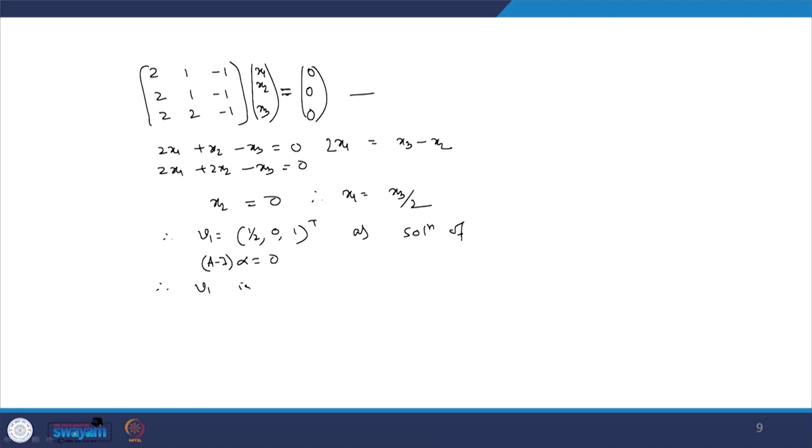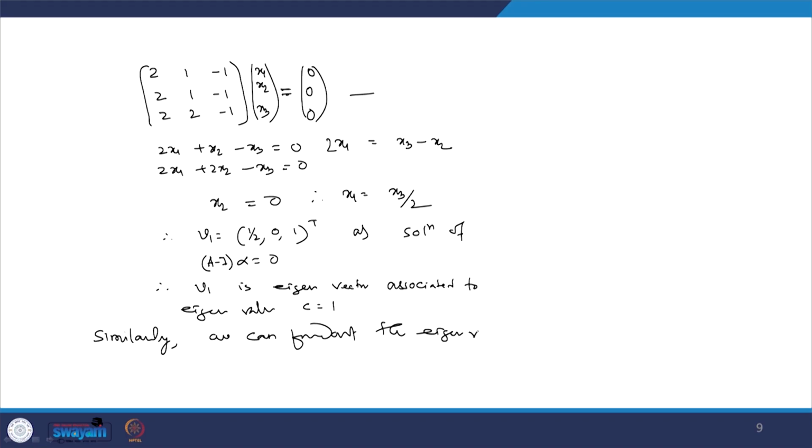So, v1 is an eigenvector associated to eigenvalue c equal to 1. Similarly, we can find the eigenvector associated to eigenvalue c equal to 2. If I do it in the same way, we can find the eigenvector associated to the eigenvalue c equal to 2 as v2 equal to 1 1 2 transpose.